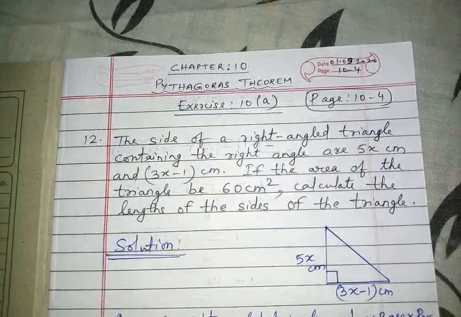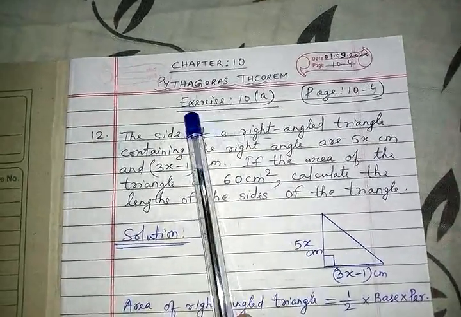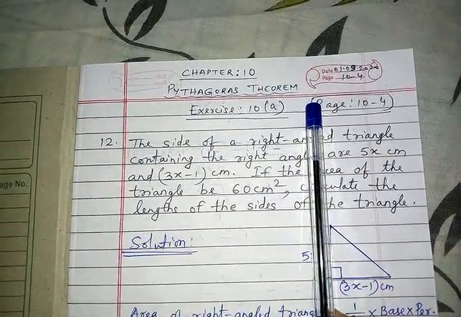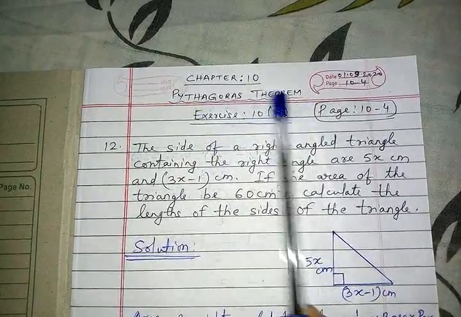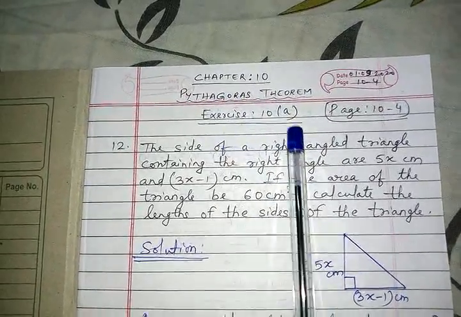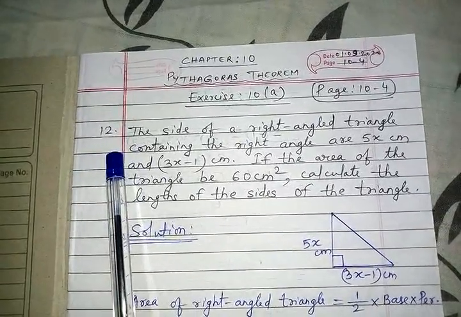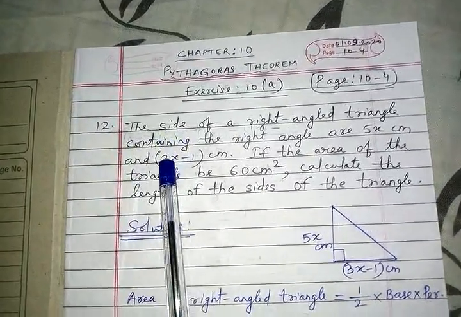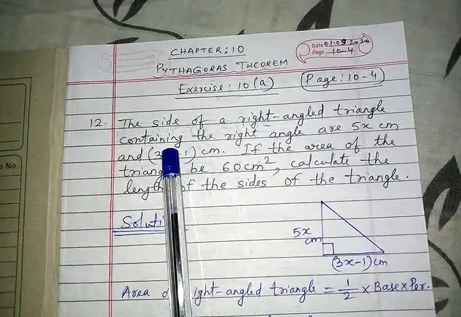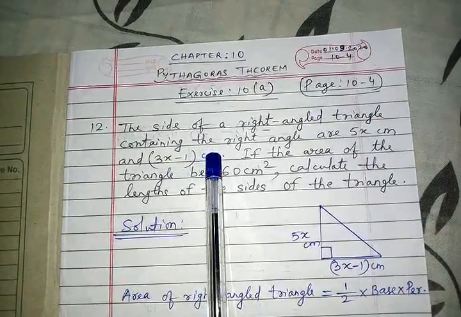Class 9 children, we have a few questions of Pythagoras theorem. So today again we will learn Pythagoras theorem, chapter 10. Exercise 10A, page 10.4, question number 12. This is a question related to the area of a right angle triangle.